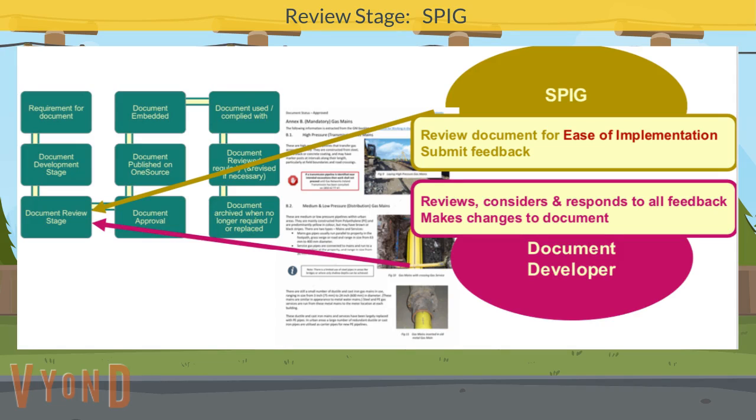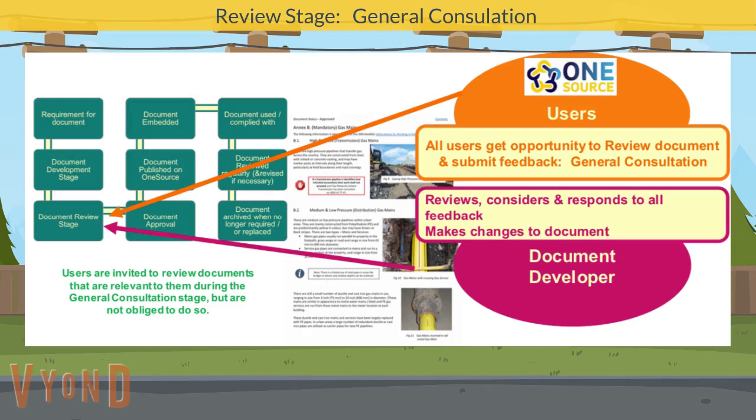And our Safety Programme Implementation Group, or SPIG, who are a group of managers from across the business, review the procedure to ensure it addresses the risks associated with the work and can be implemented. And finally, the document issues for general consultation. That is, it is made available to all staff who may review it and submit feedback on it if they wish.